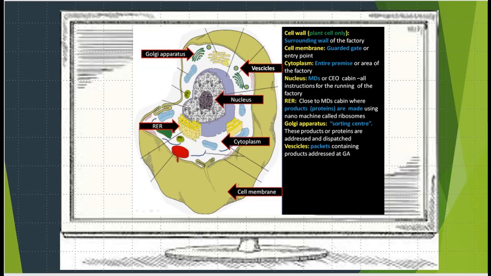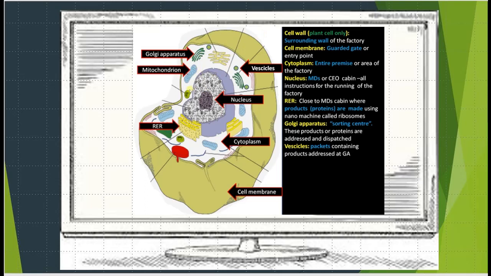These proteins may be required in the nucleus, may be required outside, maybe in the mitochondrion, maybe in the lysosome, etc. So they should be properly addressed, or chemical tags are given, and these are packaged inside vesicles and dispatched.